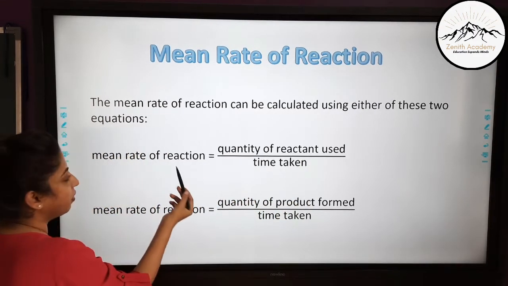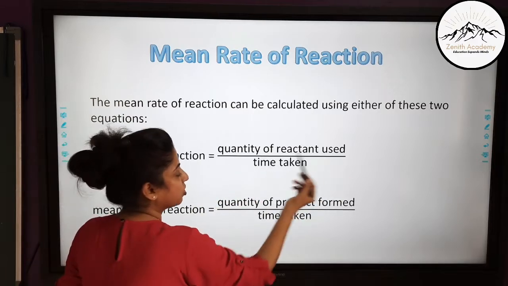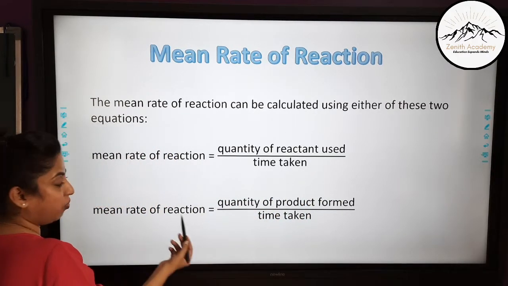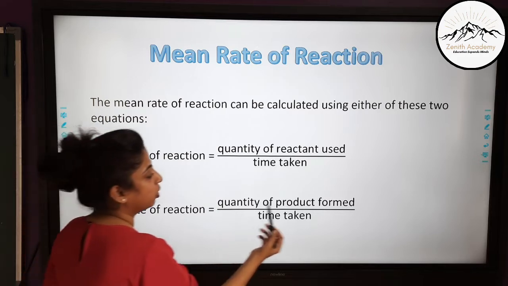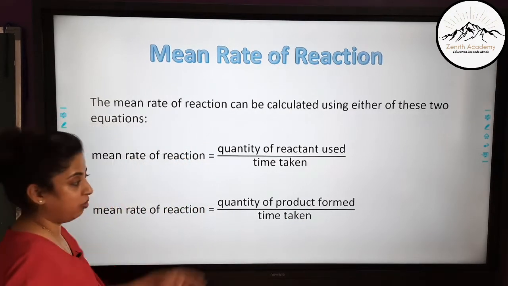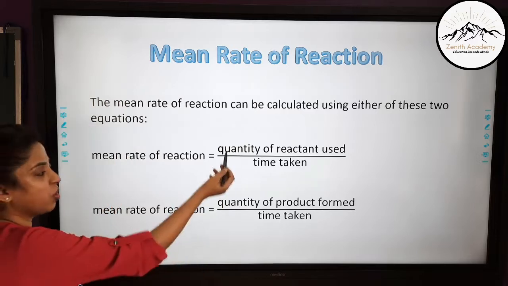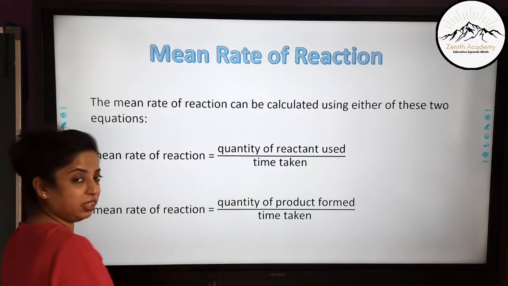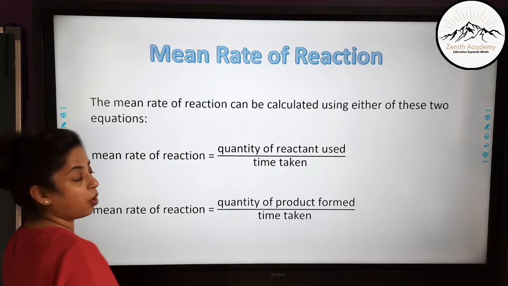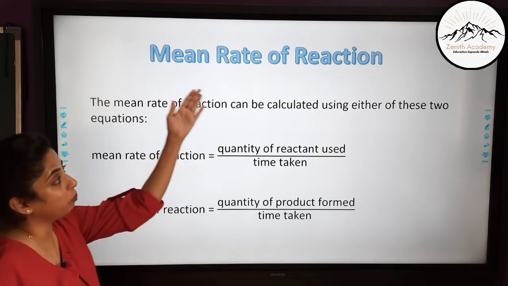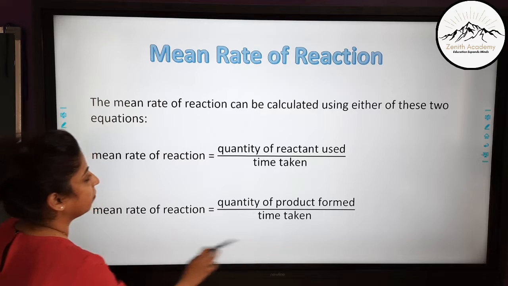So mean rate of reaction is quantity of reactant used divided by time taken, or you can say mean rate of reaction is also equal to quantity of product that is formed divided by the time taken in formation of this product. So just remember these formulas, and you can use any of them. If reactant amount is given, you can use this formula. If the amount of product is given, you can use this formula to calculate the mean rate of reaction.